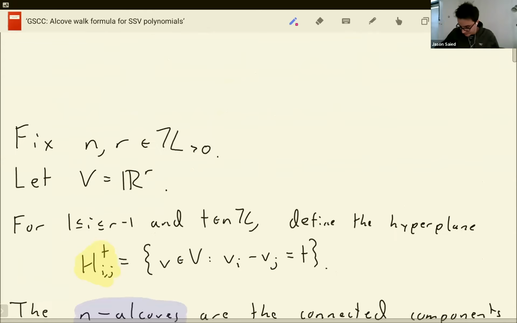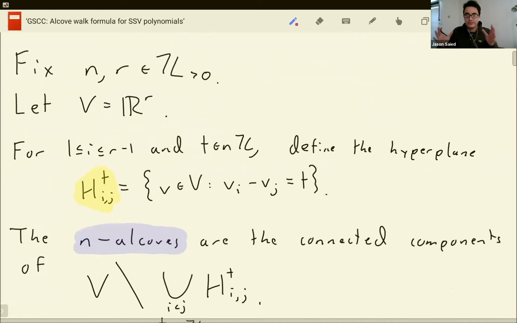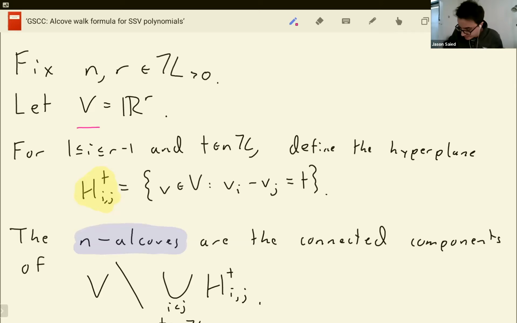So what we're going to do is first fix some notation. Everything I say really corresponds to a root system, but today I'm just going to talk about type A, so I'll be as concrete as possible. We'll fix positive integers n and r, and V will just be our Euclidean space.